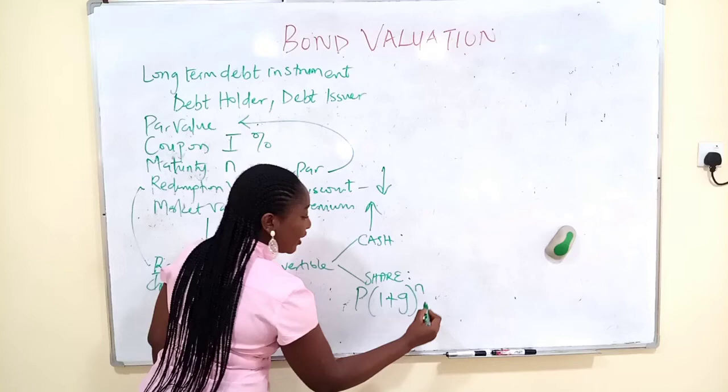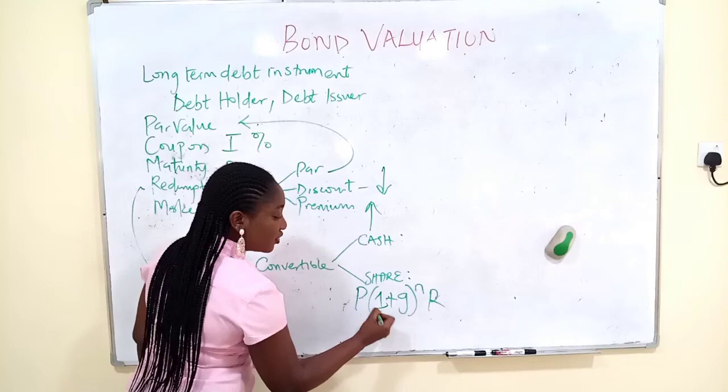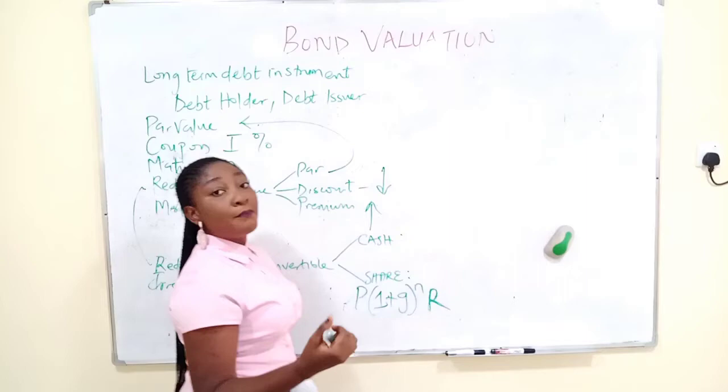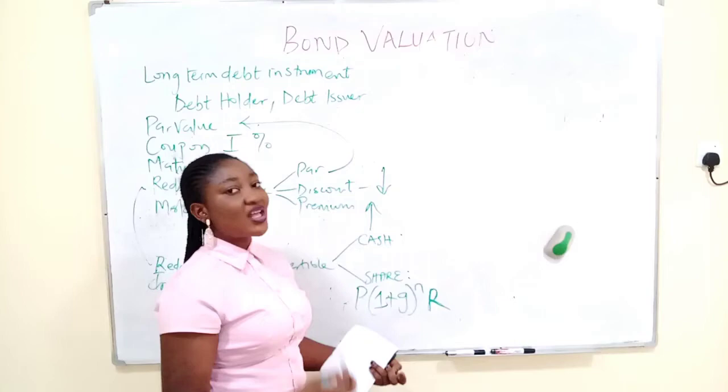This is the current price of the share, this is the growth rate, the rate at which it is growing, this is the number of years to maturity, and this is the number of shares in the exchange. That is, maybe at redemption, they will give 20 shares or 50 shares. So that's a convertible option. Do you understand? So whichever is higher is what you pick at redemption.